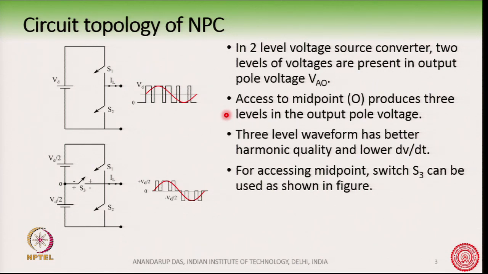So, if we can make a waveform having a shape like this here, where the red one is the desirable waveform, and what we are actually producing from the converter is spanning between 0 and Vd by 2 here, and on the negative side it is spanning between 0 and minus Vd by 2. So, what is the benefit of this?